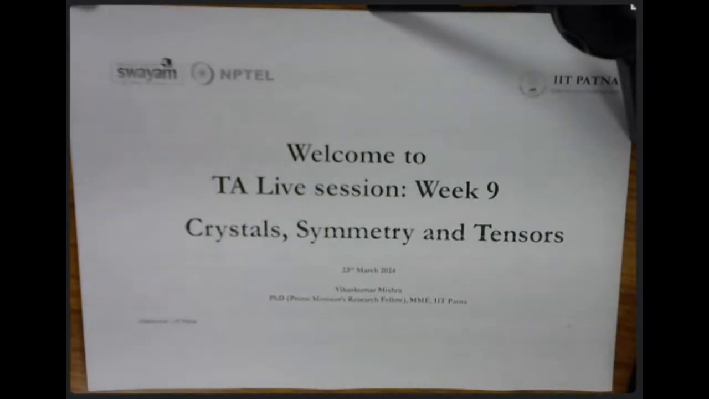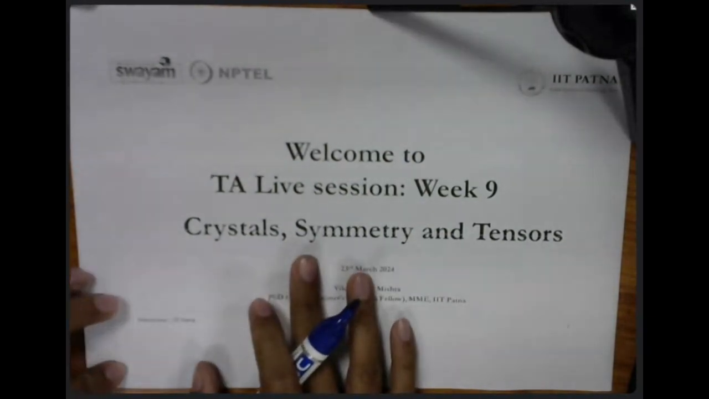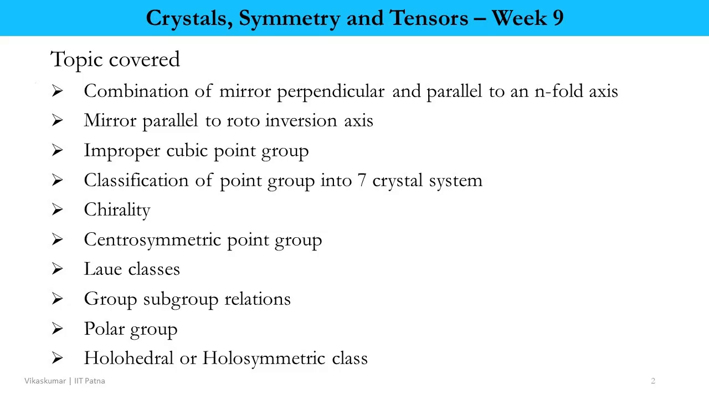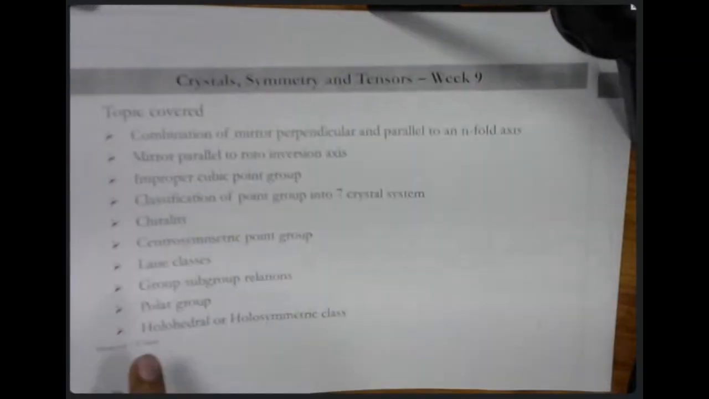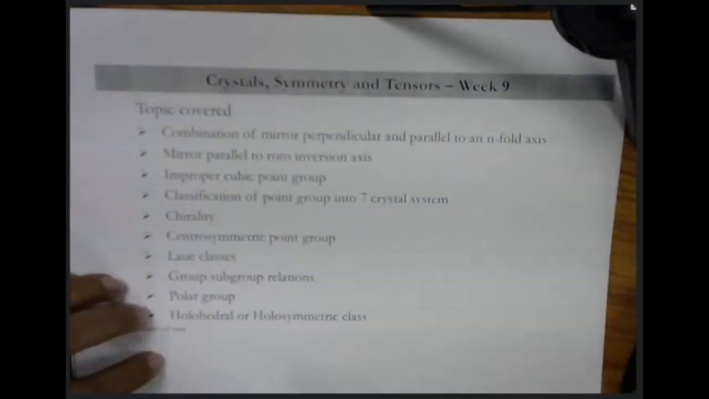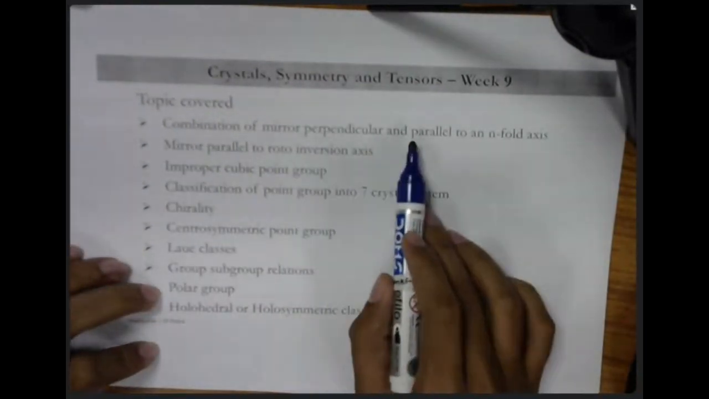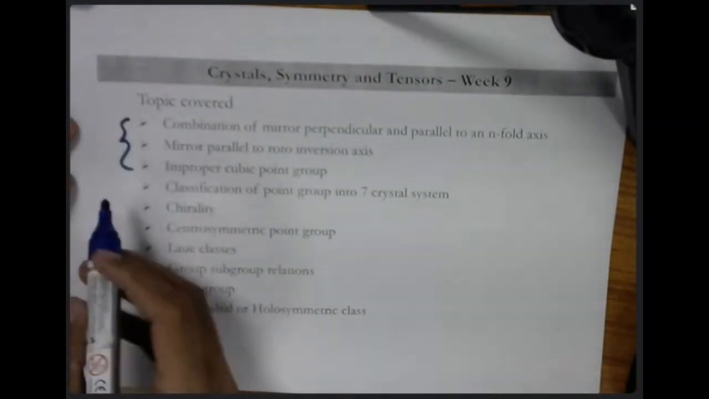So, in the week 7 of the crystal symmetry and tensor course, we have studied the following list of the topics. The topics covered are listed here: the combination of the mirror perpendicular to the plane, 2n, and fold axis. So, these are the few remaining parts of the point group.